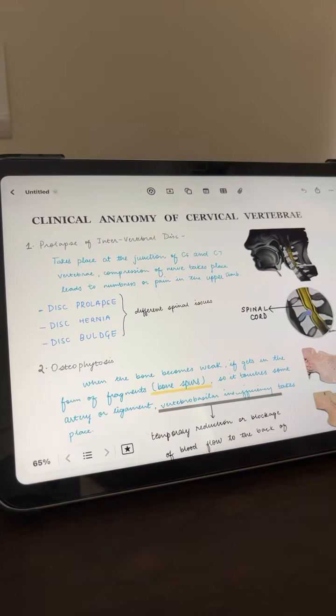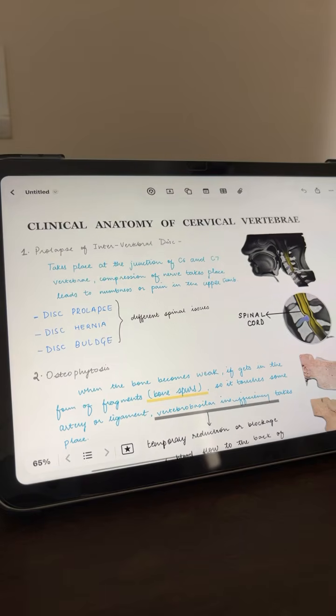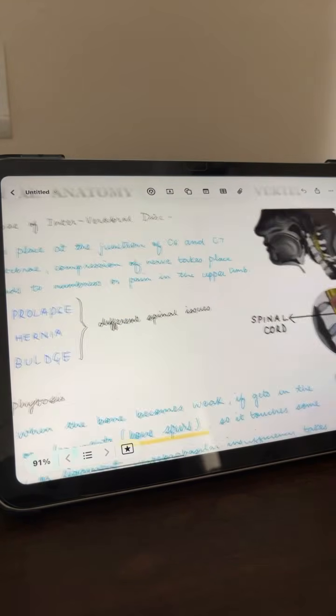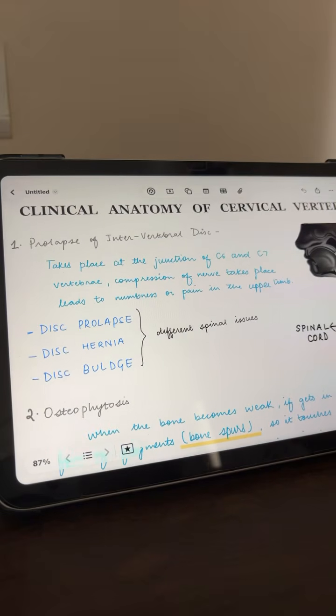Today we'll be talking about some of the clinical anatomy of the cervical vertebrae. So let's talk about the first one. First one is the prolapse of intervertebral disc, which is taking place at the junction of C6 and C7 vertebrae, and compression of nerve is taking place, which is leading to the numbness or pain in the upper limb. So this pain is not localized, moreover it's a radiating pain.